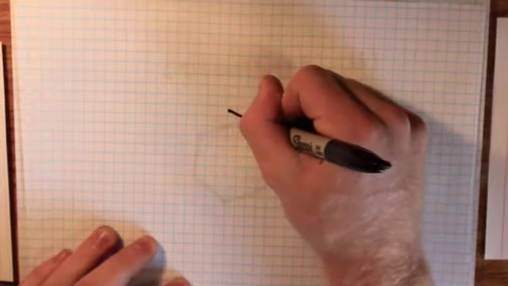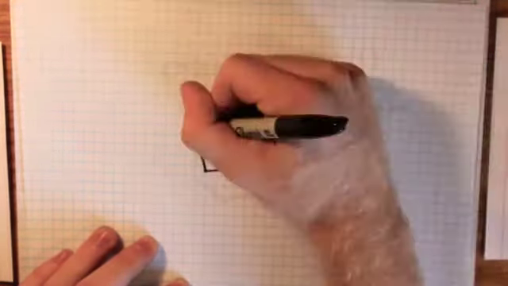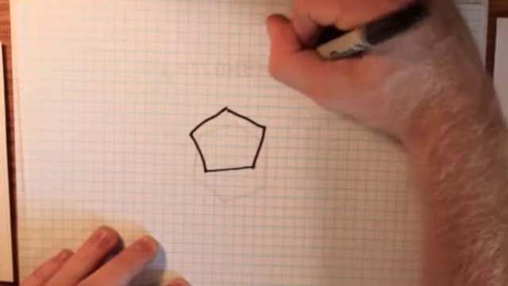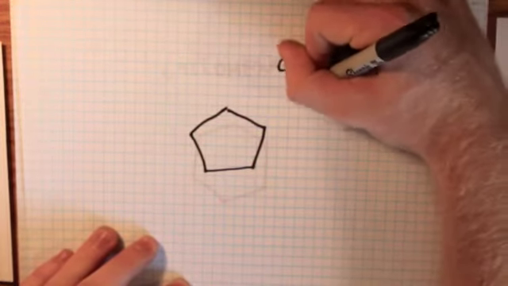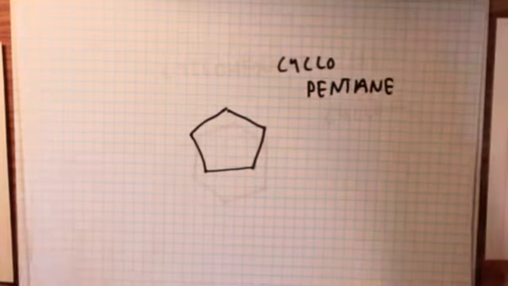How about a ring with pentane? 5 carbons. Cyclopentane. 1, 2, 3, 4, 5. And then I connect them. It makes a pentagon. Cyclopentane. You could have figured that. See if you can figure out a few more on your own.